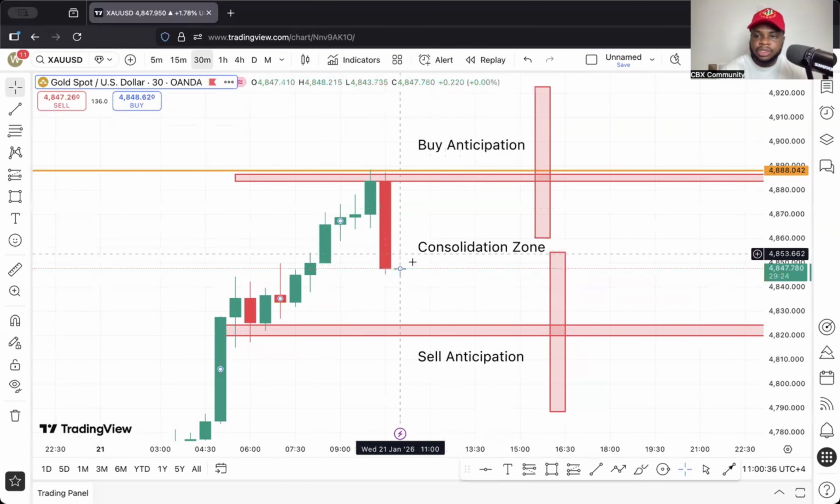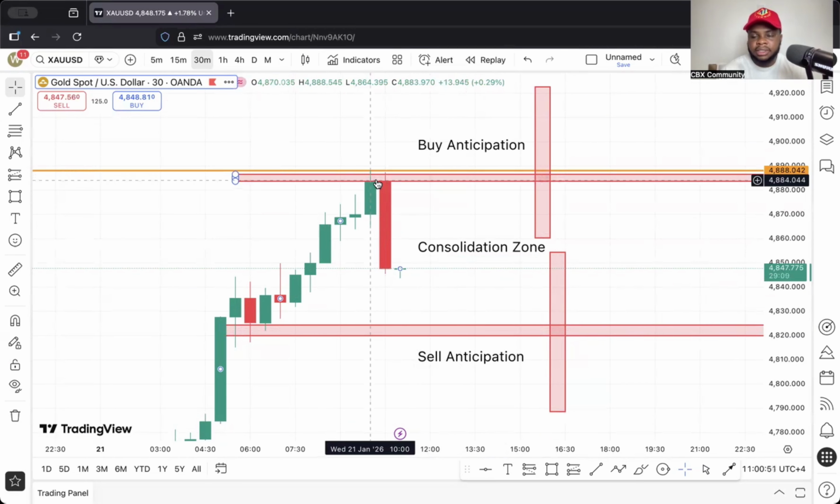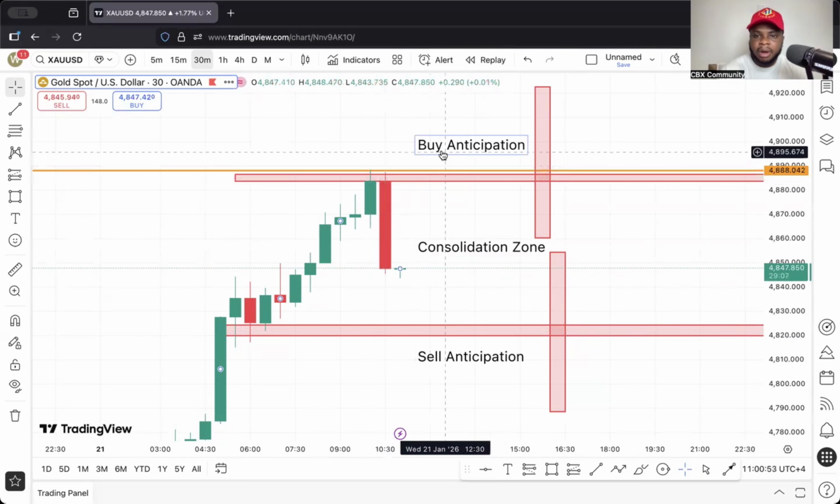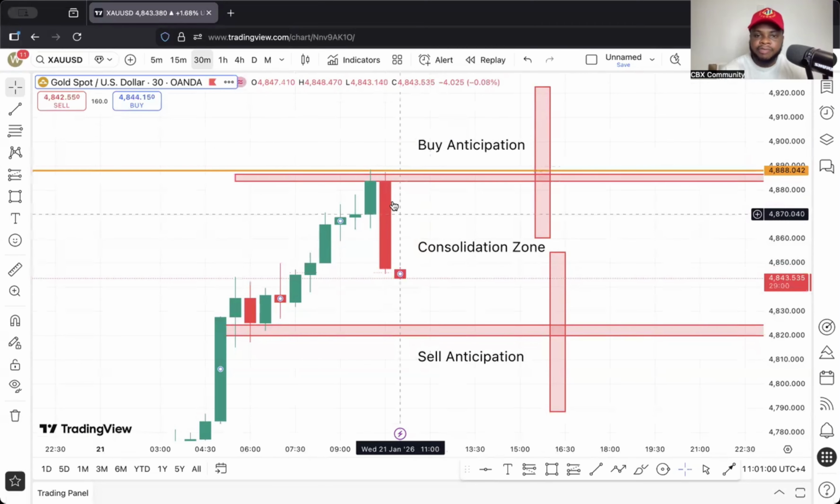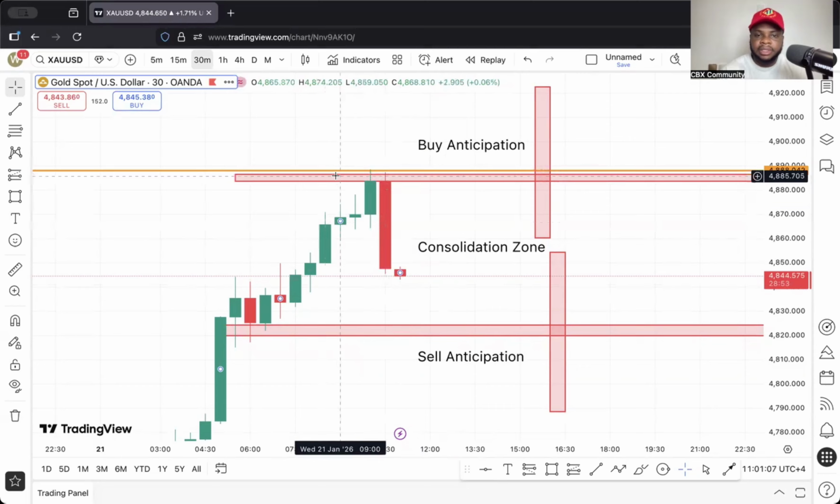So that means this consolidation zone is valid because this candle has closed with a bearish candle. But had this candle decided to come down to create a wick and close with a bullish candle, then this zone would no longer be considered a resistance zone, and this buy anticipation would no longer be valid. But for now, this buy anticipation is valid because this candle closed with a bearish candle. So this zone is being considered as a consolidation zone, and this is our recent resistance zone.